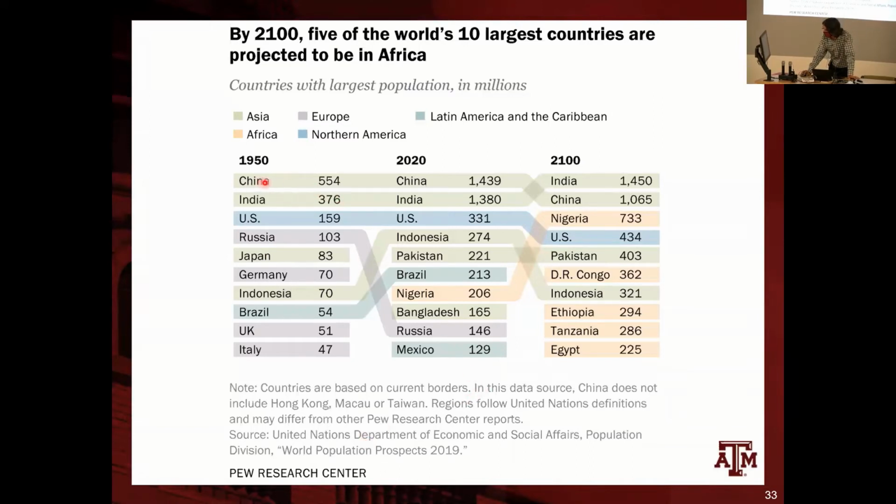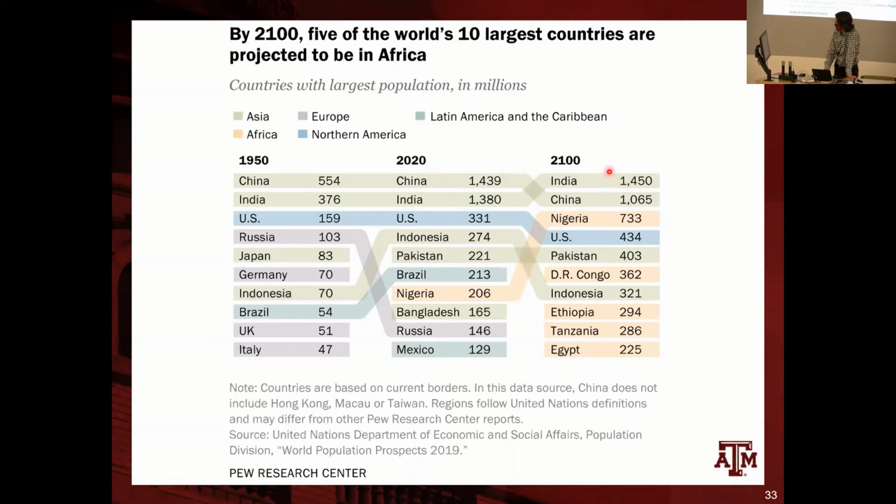But pretty much China passing from the first to the second position in terms of population size, and India becoming the first one. Indonesia increasing and then declining again. And Nigeria also increasing a lot from 2020 to 2100. I mean, not 4 times bigger, but almost that, right? Just within these 80 years here.